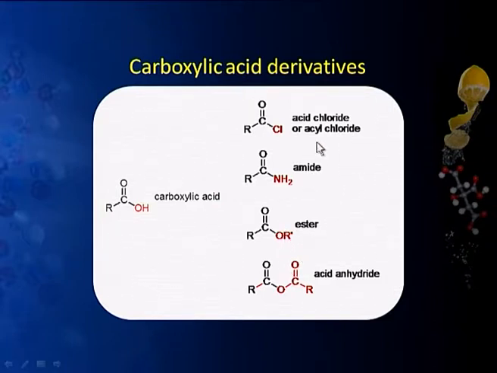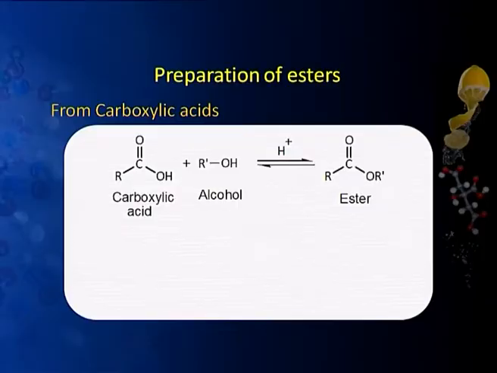We also studied that acid chlorides can be converted into all other acid derivatives. Today we are going to discuss esters, and esters are less reactive than acid chlorides and acid anhydrides. So they can be obtained from both of these, but they cannot be obtained from amides because amides are less reactive than esters. So let us first discuss the methods for the preparation of esters.